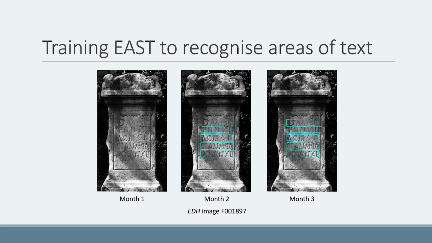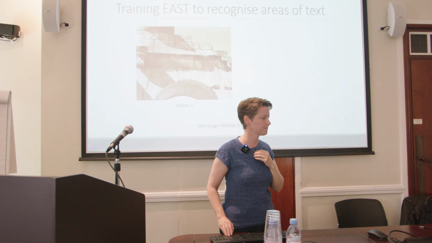Another example, so we have an altar here. You can see that after some further iterations, we managed to get it to recognise all the areas of text in the monument, but it was still recognising things like boundaries as upright letters, which wasn't correct.